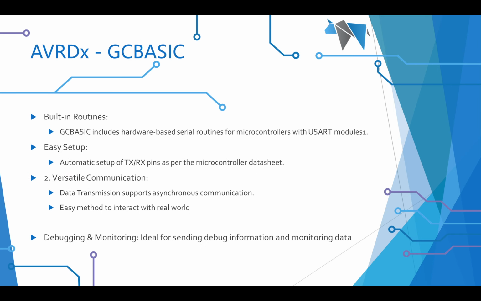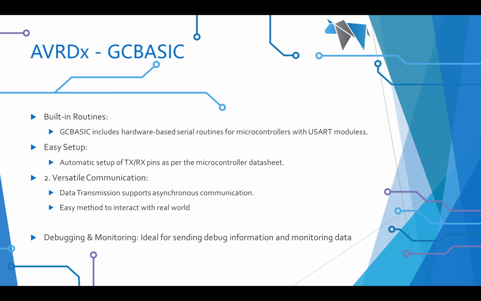Within GCBASIC, we have some basic routines that are built in, and that allows you to set up the hardware serial routines so you can send data extremely simply. There are many different modules, and I'm going to show you I think three modules today, but essentially you use very simple commands, and you've got the full set of commands available to you for serial operations. Very easy to set up. GCBASIC sets up the transmission and reception pins as per the datasheet automatically for you. And it's a really simple way to communicate with the outside world using GCBASIC.